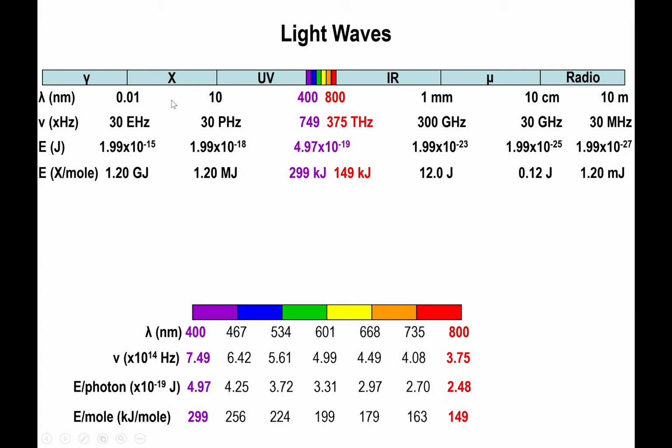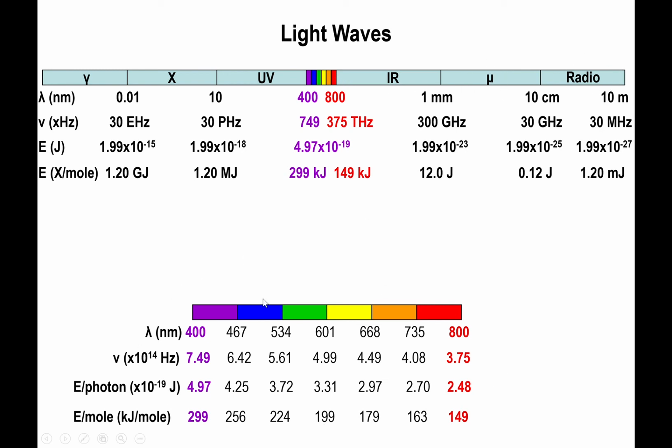Basically, what you have here is the gamma rays, X-rays, ultraviolet rays, then the visible spectrum. Between the ultraviolet and the visible spectrum, you have the boundary of the violet light. And between the infrared and the visible spectrum, you have the color red as the boundary. After that, you have microwaves and radio waves.